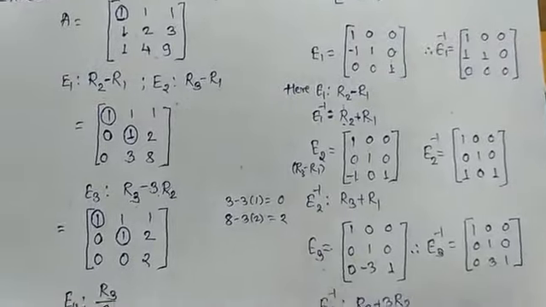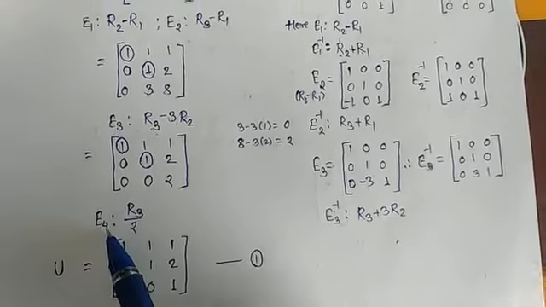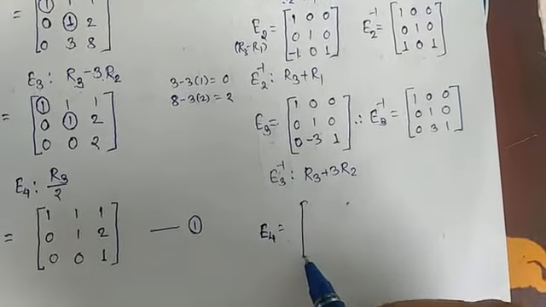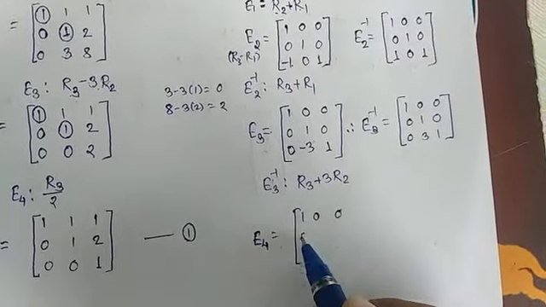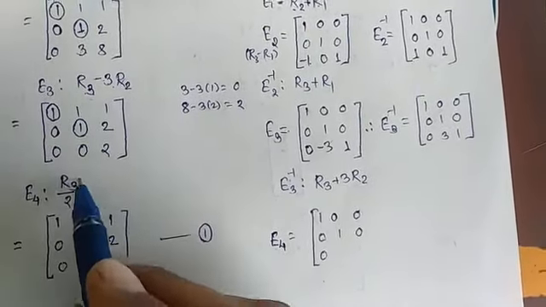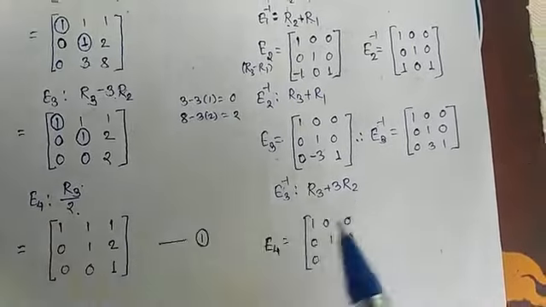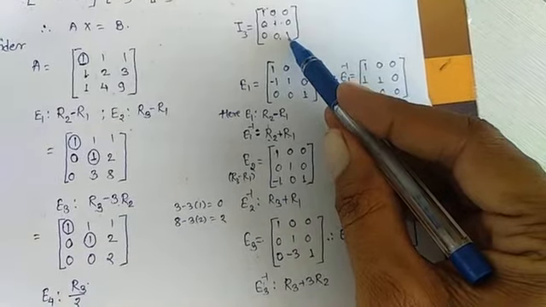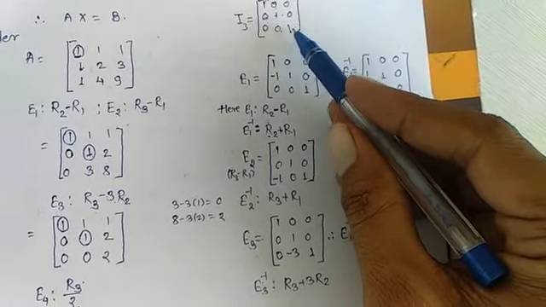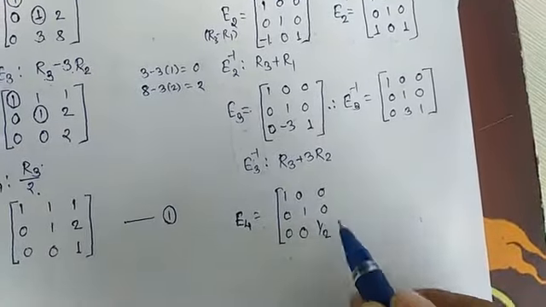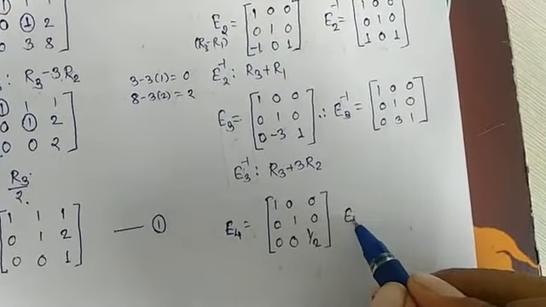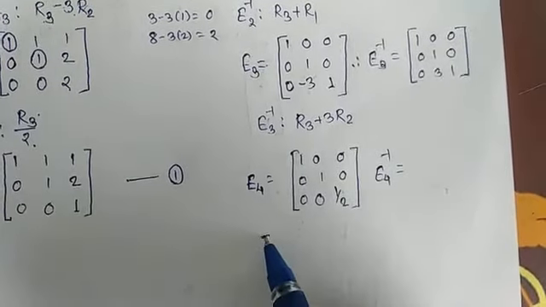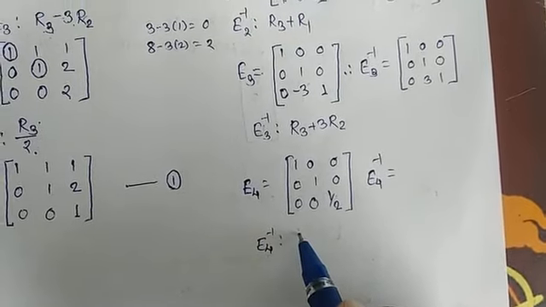We have here 4 elementary matrices and 4 row operations, and the last is E4. E4 is the matrix with first row 1 0 0 as it is, second row 0 1 0 as it is, and third row given by the row operation R3 divided by 2. On the identity matrix we divide R3 by 2, so it will be 1/2. E4 is 1/2 in the third row. Since the operation is R3 divided by 2, E4 inverse will be the row operation 2 into R3.